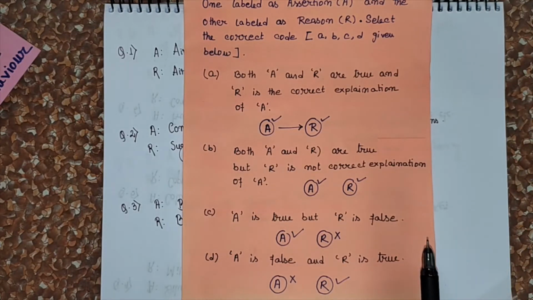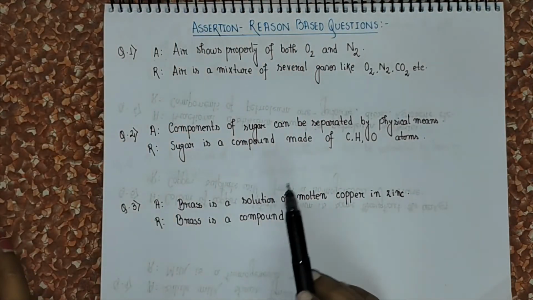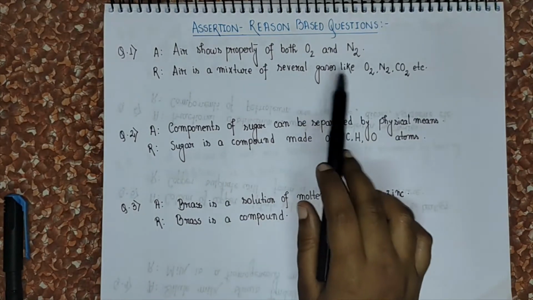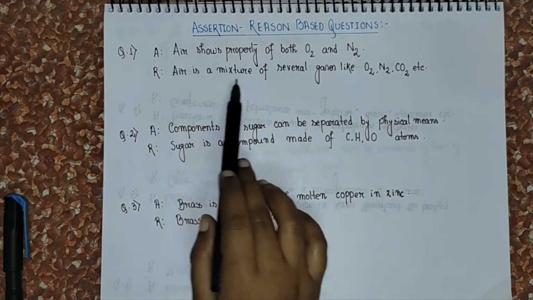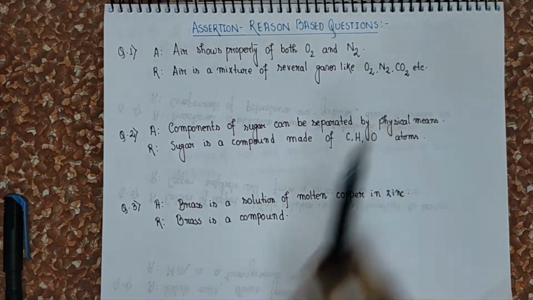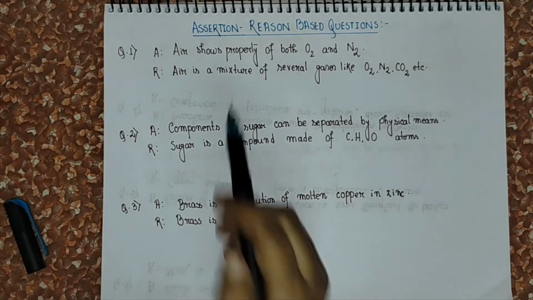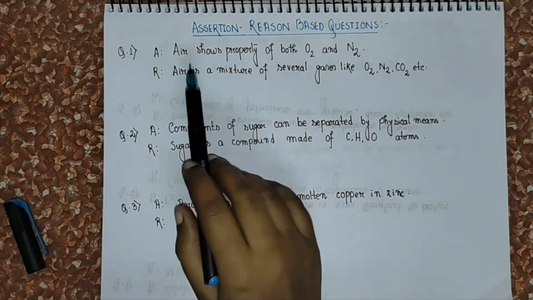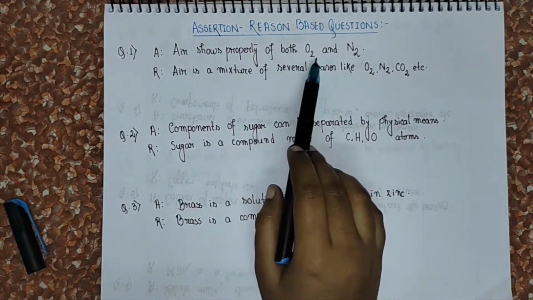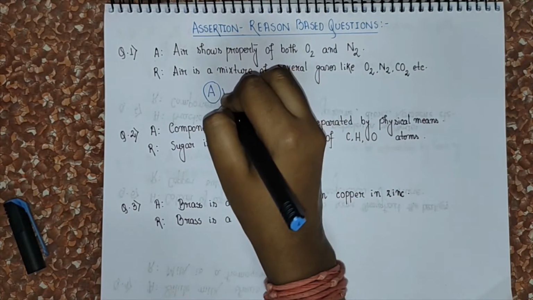Now we are going to discuss some assertion reason questions, then it will be easier for you to understand. So let's move to the first question. What is the first question? Assertion: air shows property of both oxygen and nitrogen. Reason: air is a mixture of several gases like oxygen, nitrogen and carbon dioxide, etc. Obviously the assertion here is correct, because air shows the properties of both oxygen and nitrogen.